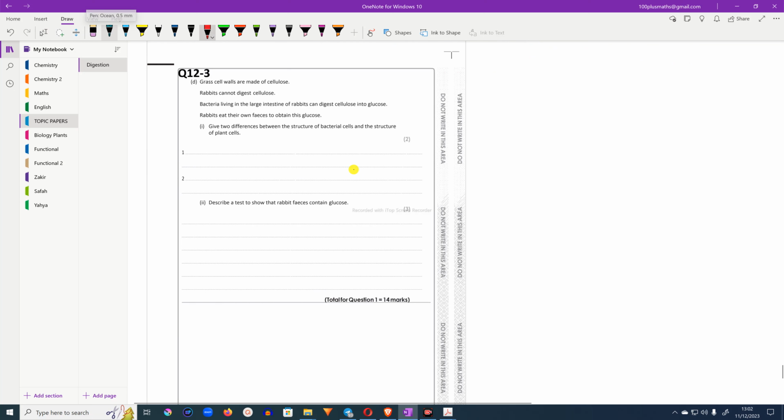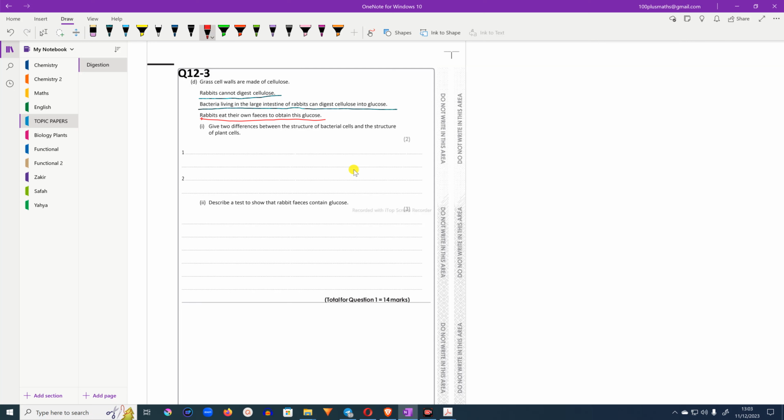Right. You've got to learn about bacteria cells as well. So you've got rabbits cannot digest cellulose. Oh, I thought they could. Bacteria living in the large intestine of rabbits can digest the cellulose. Okay, yes, I get it. Didn't make sense for a second. The rabbits eat what? Really? Rabbits eat their own feces to obtain this glucose. Ooh. Okay. That's good.